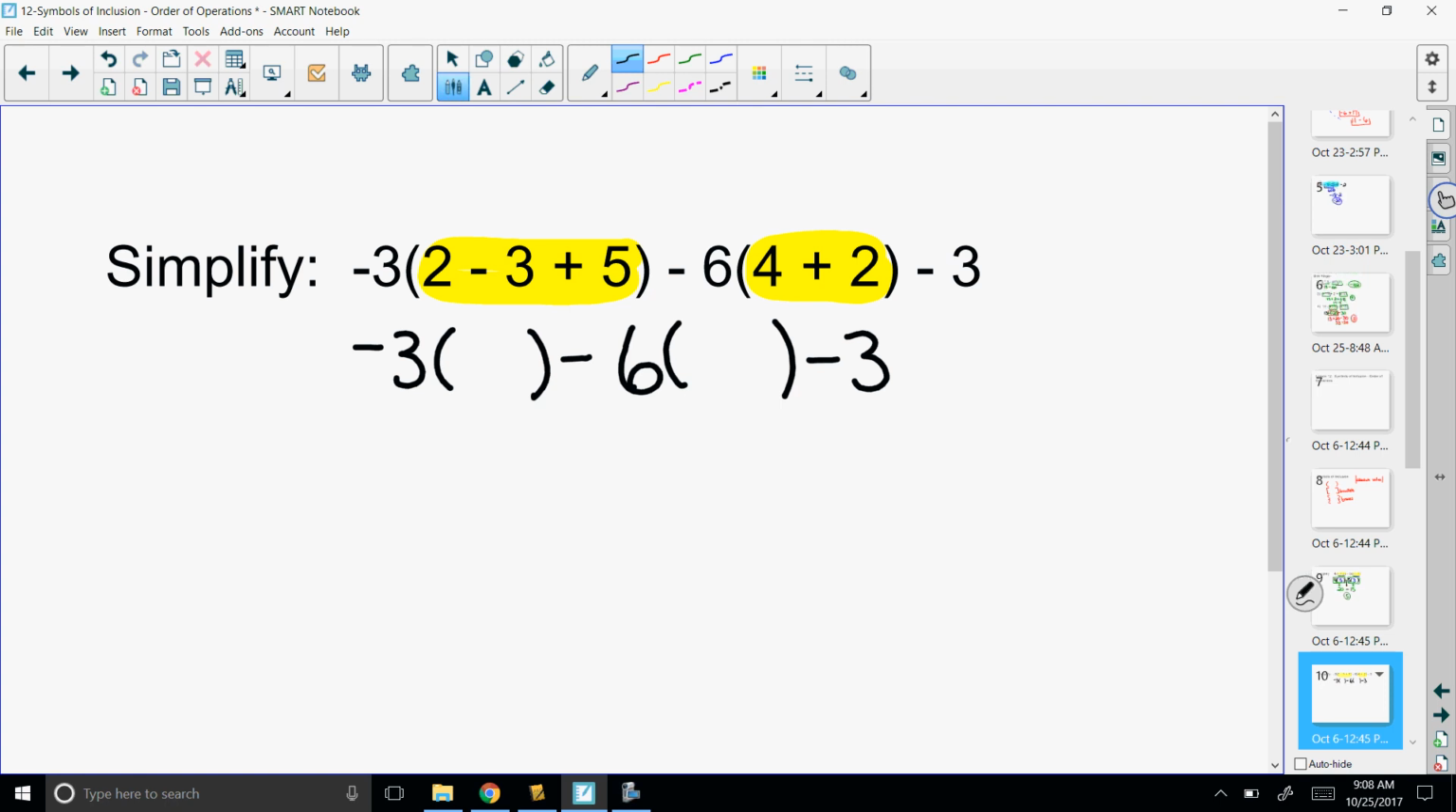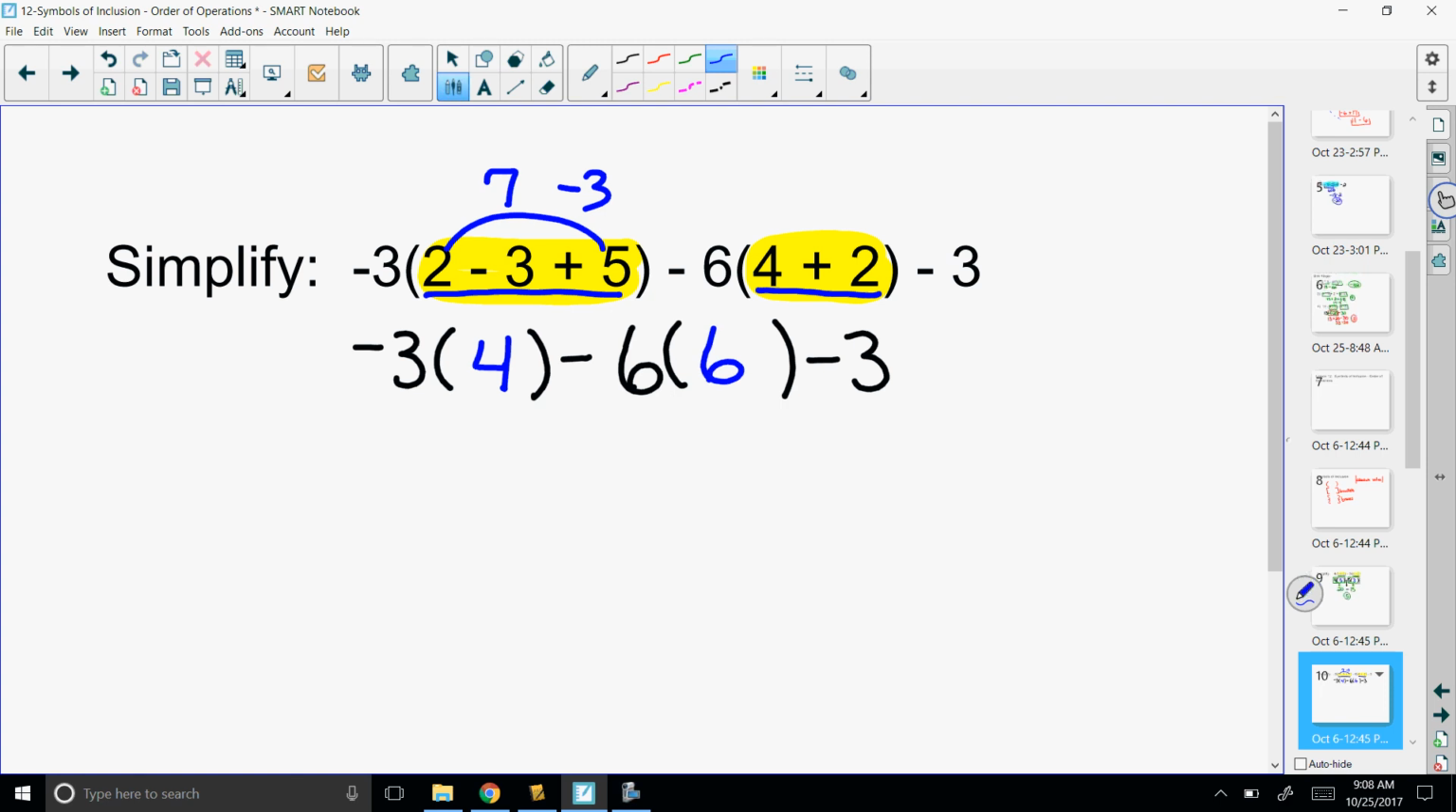Simplify in the parentheses. What is 2 minus 3 plus 5? 4, because you're going to have positive 7 and negative 3. So I end up with 4. On the second set of parentheses, 4 plus 2, just add, and we have 6.